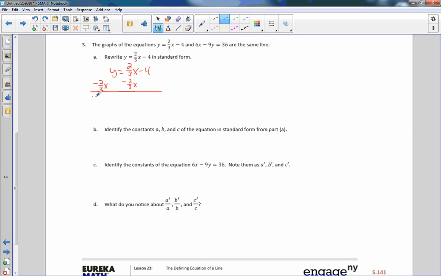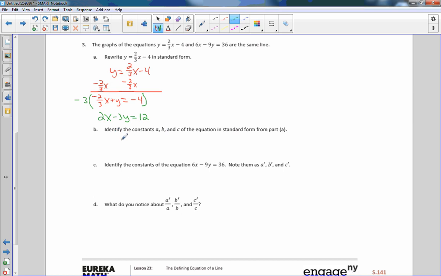When I do that, I get 0 minus 2/3 x, which is -2/3 x. That's a positive y plus y equals, these are 0 minus 4 is -4. A cannot be negative, a cannot be a fraction, so I multiply by a negative to get rid of that negative, and I multiply by the denominator to get rid of the fraction. So negative times a negative is positive, the 3's cancel, and I get 2x. -3 times y is -3y. Negative times a negative is positive, 3 times 4 is 12.